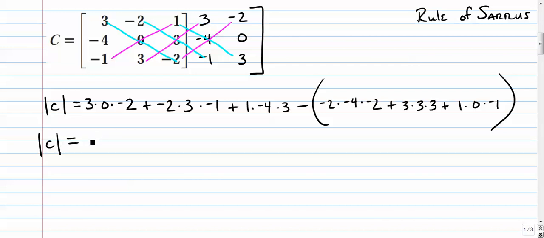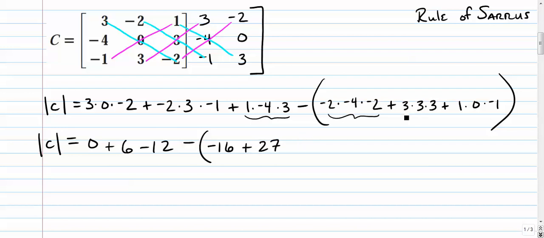Determinant of C is 0. That's the product there. 0 plus, let's see, negative 2 times 3 is negative 6 times negative 1 is positive 6. These three are negative 12. Big minus sign. Parentheses. This product is, let's see, negative times negative times negative is a negative 16, plus 27, which is this product, plus 0. So just close that off.